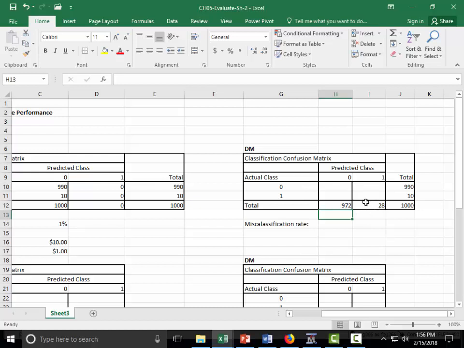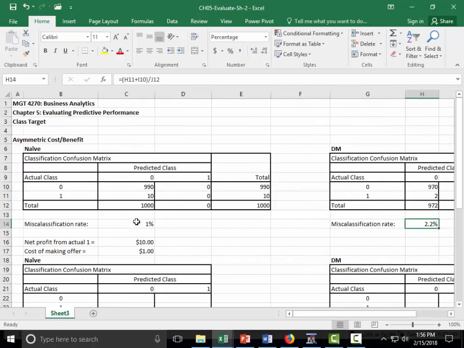And here we have 8 of them were actual ones. So 20 of them were not. So then we have 970 and 2. So your misclassification rate is 2.2%, and that's why if you go by misclassification rate, then the naive model looks better because it has only 1% misclassification rate.